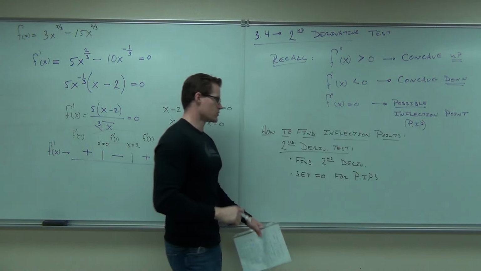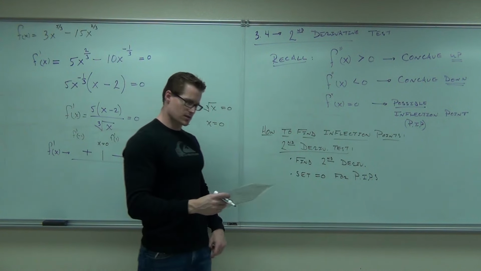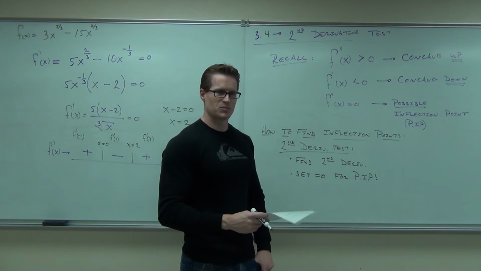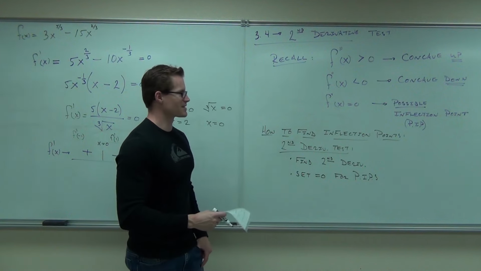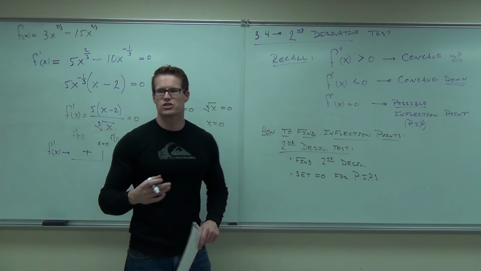For your possible inflection points, set equal to 0 for your PIPs. It's fun to say too. PIP. Classic. And then you're going to make your second derivative table.